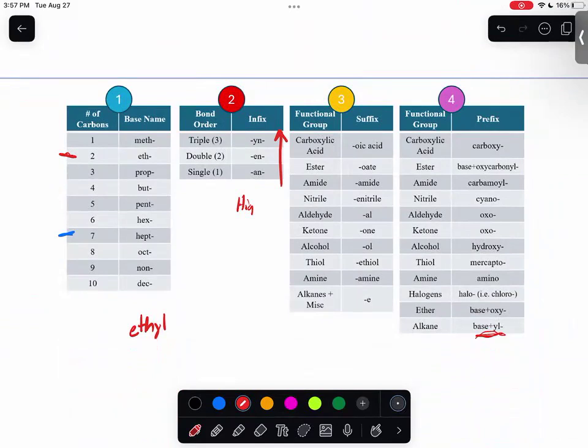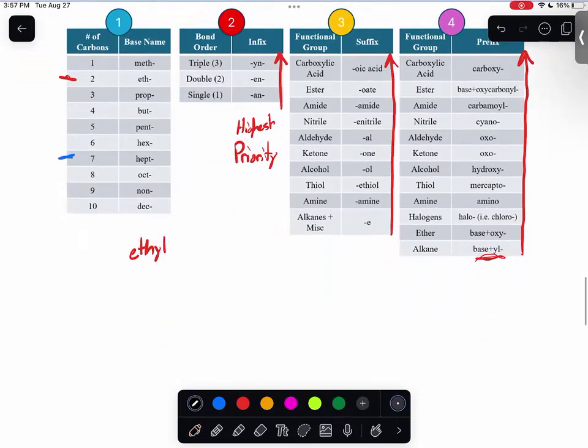So highest priority is all the way up at the top. And this is inclusive for all of these lists here. Right? As we go up, we have higher priority. And the reason this matters is because of situations we can get into that look a little bit like this. Right? If we take a look at this structure and we want to name it, the first thing that we have to do is number the longest carbon chain. And if we number it, we can number from left to right, and we see that it is a 5 carbon chain. There's no tricks being played here. If you number it in the opposite direction, it is a 5 carbon chain.